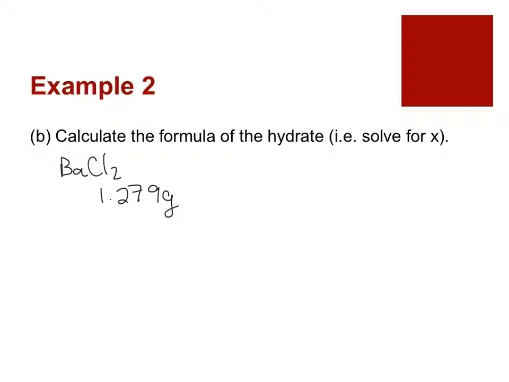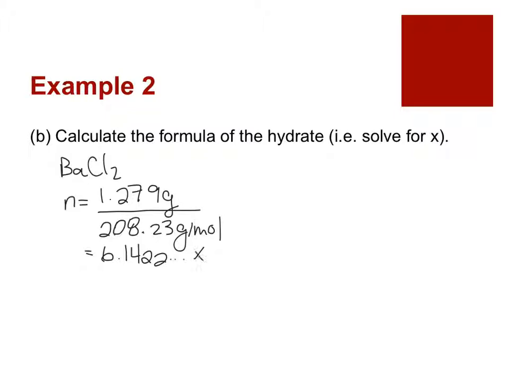In order to compare the number of molecules of each, we need to convert that to the number of moles. So we're going to take the number of moles is the mass divided by the molar mass of our anhydrous compound. So it's going to be 208.23 grams per mole, which gives us 6.1422, keeps going, times 10 to the negative 3 moles.